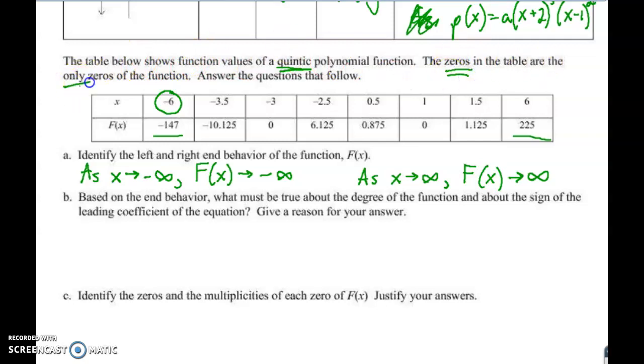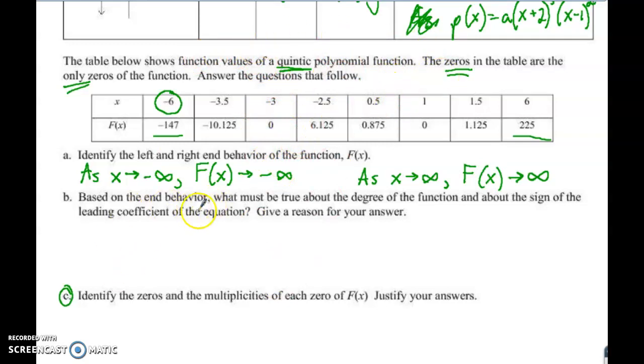Okay. Other reasons that I need you to look at this is that the zeros in the table are the only zeros in the function. So that's going to be important when I get to letter C. All right, so that's why I say don't just jump into the problem. Make sure you read all the directions.